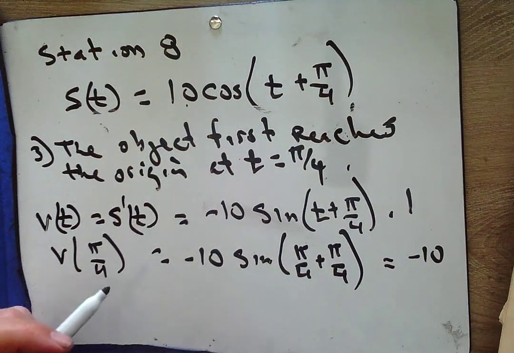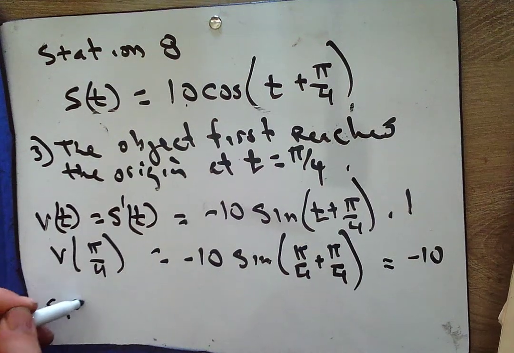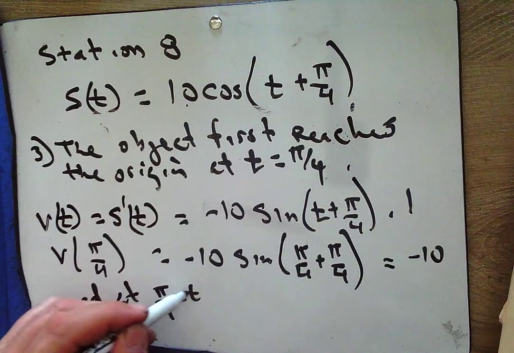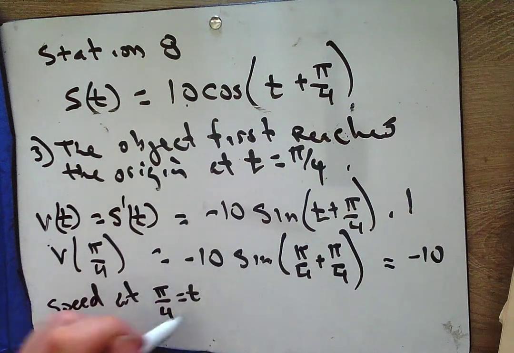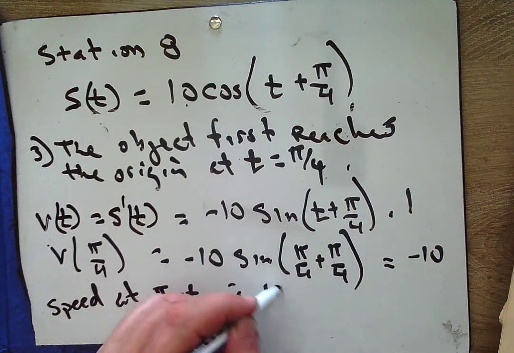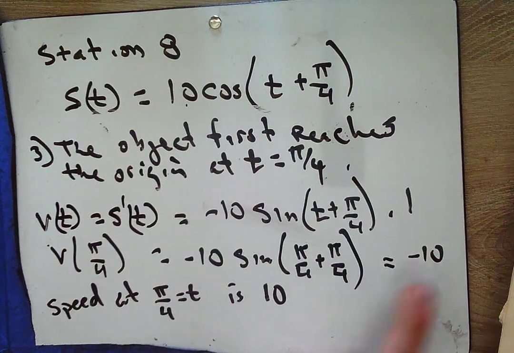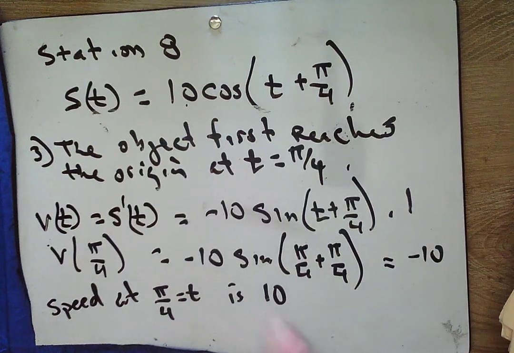The next thing we're asked for is acceleration, but I want to actually jump ahead to speed at t equals pi over 4. Why? Because remember, speed is the absolute value of velocity. So speed is 10. If velocity was negative 10, and speed is the absolute value of velocity, the absolute value of this is that.